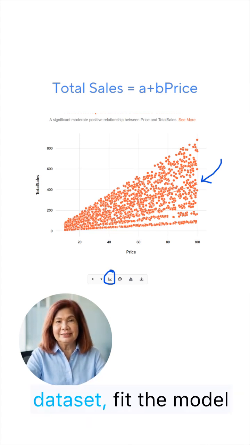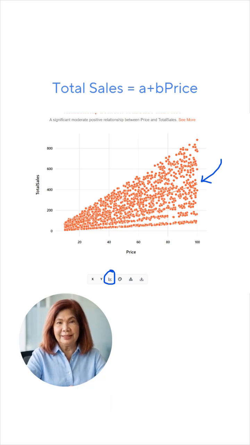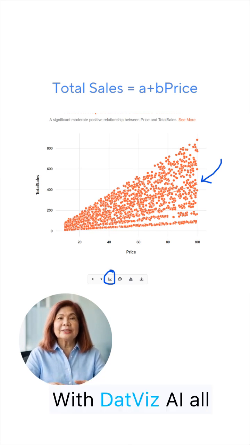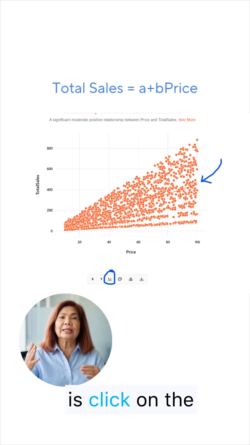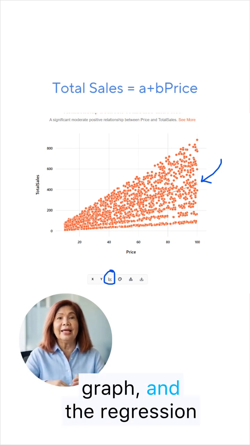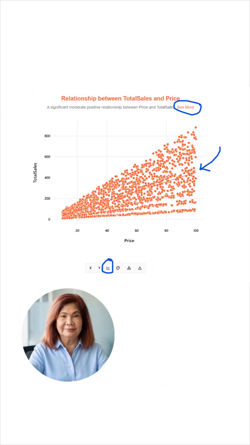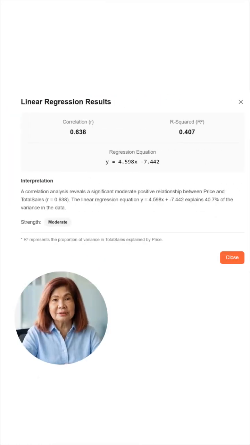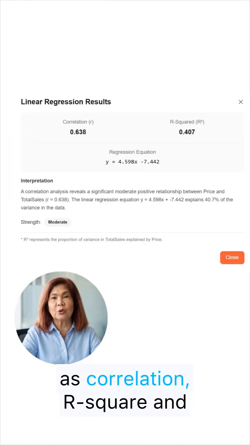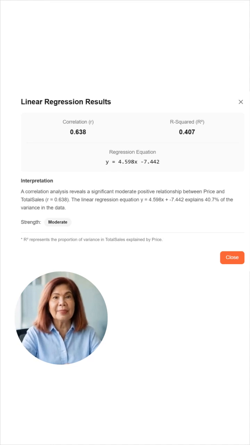Using the training dataset, fit the model to estimate the coefficient B. With DatViz AI, all you have to do is click on the regression line icon at the bottom of the graph, and the regression line will appear. Step 7. Then click on See More to see the results showing key metrics such as correlation, R-square, and the regression equation, including interpretation.